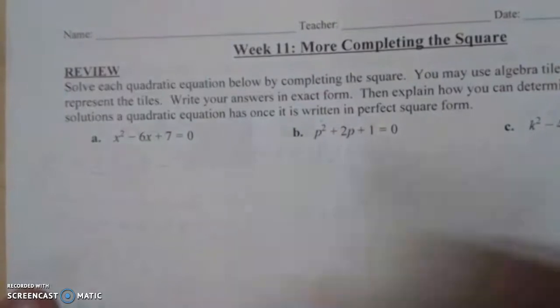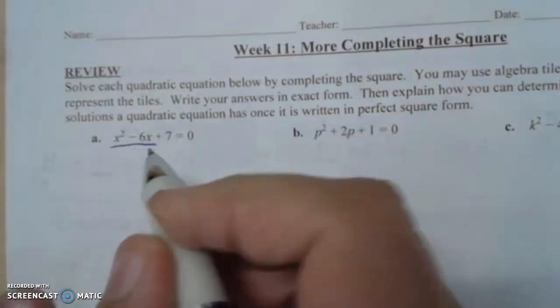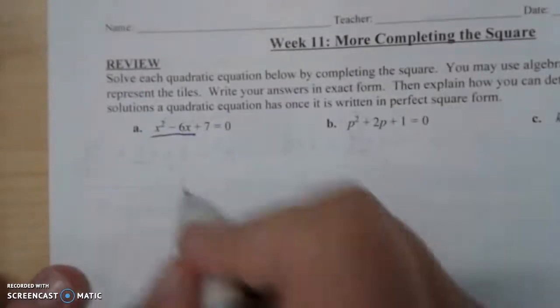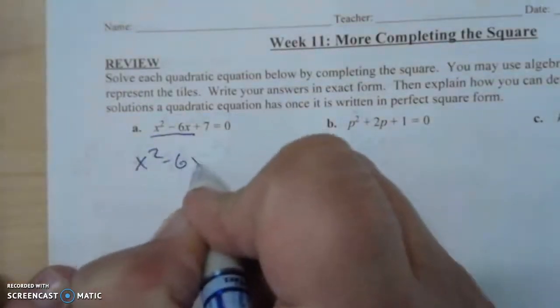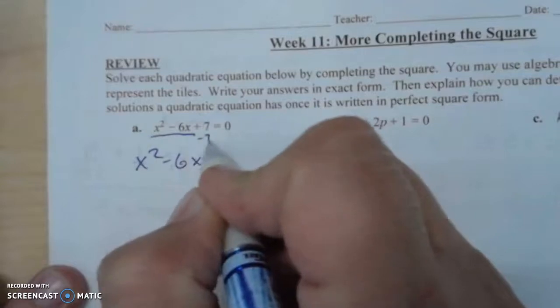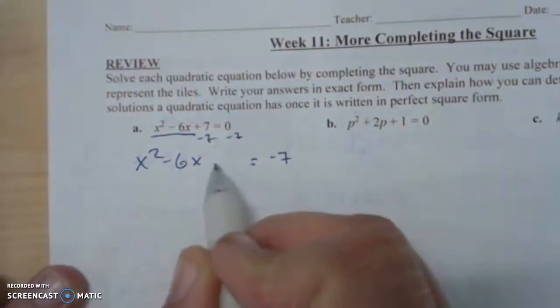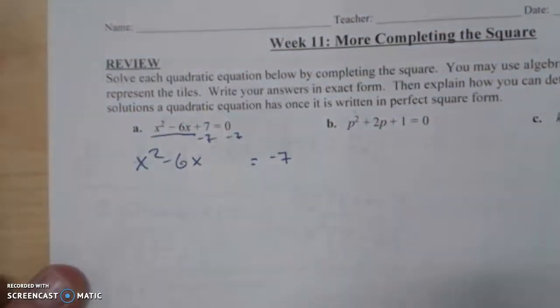The easiest thing, remember, we need to focus on these first two terms. So just trying to make sure we are not blurry here. We're going to get x squared minus 6x. This 7 right here, we're going to move to the other side, so it's going to equal negative 7. We open up that space to figure out what it is we're going to add.